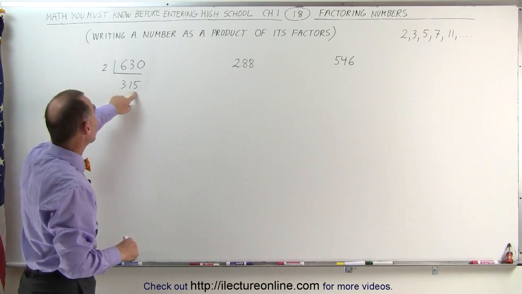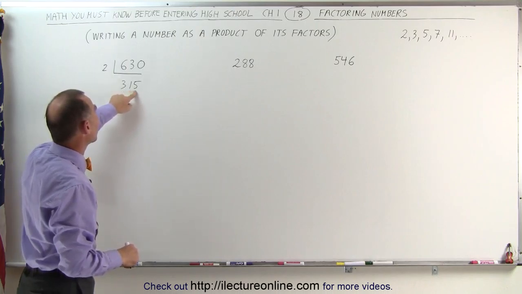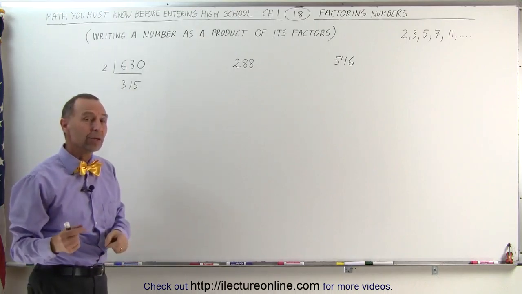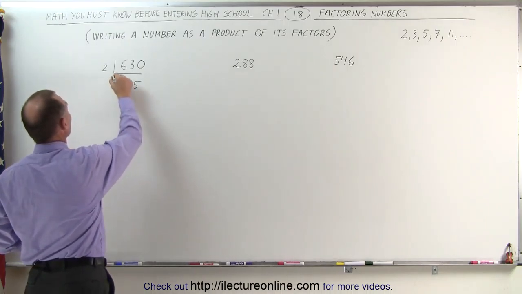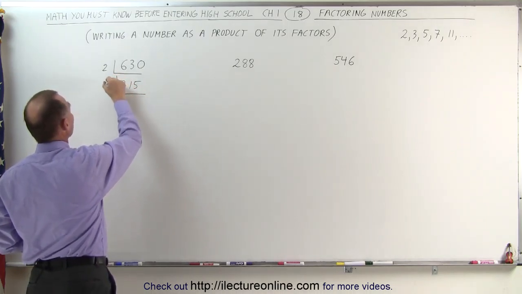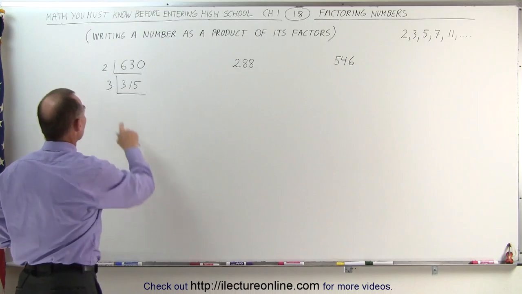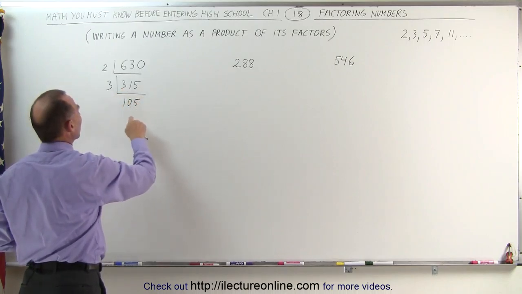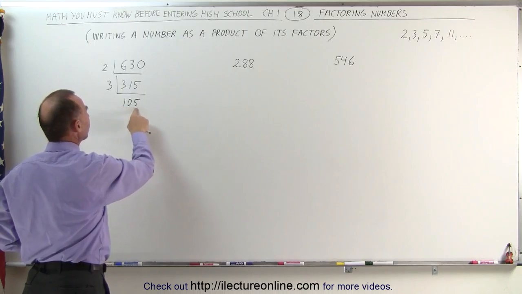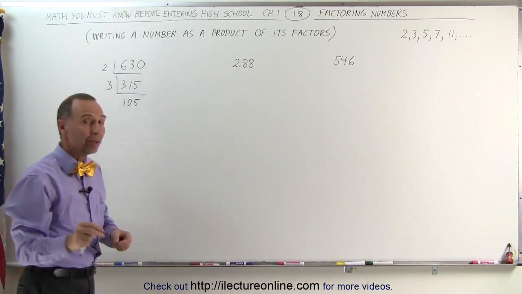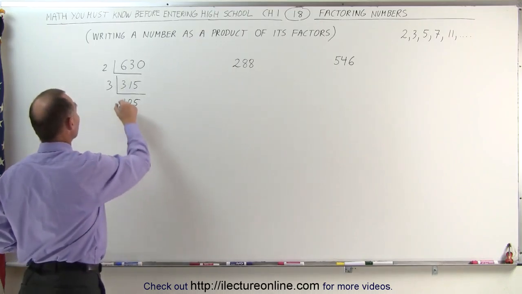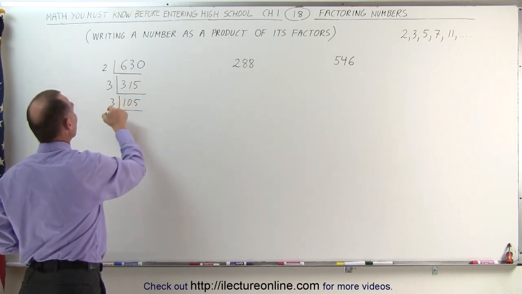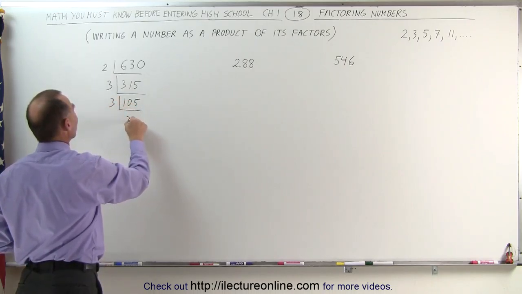Now if we add the digits together, 3 plus 1 is 4 plus 5 is 9, that's a multiple of 3, which means that number is now divisible by the next prime number, the number 3. 3 goes into 315 105 times. Now 105, when we add the digits together, that gives us a 6. That's still a multiple of 3, which means we can still divide this number by 3. 3 goes into 105 35 times.